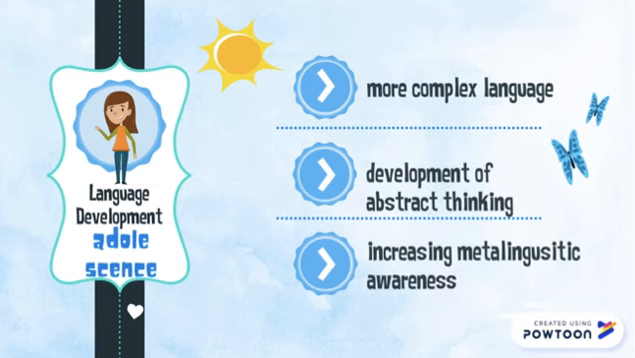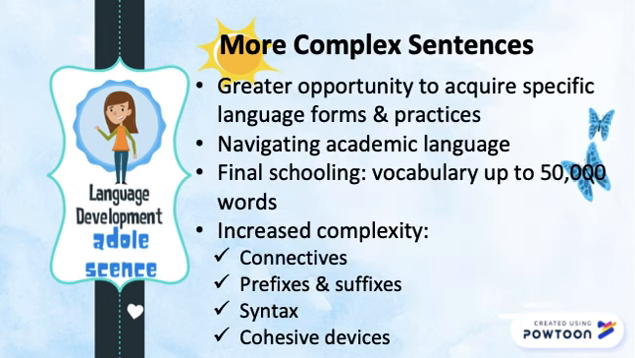The next phase is the adolescent phase. And these are the stages or what they learn in this phase. Adolescents can produce more complex sentences. This is because they have greater opportunity to acquire specific language forms and practices, and they start to navigate through academic language.